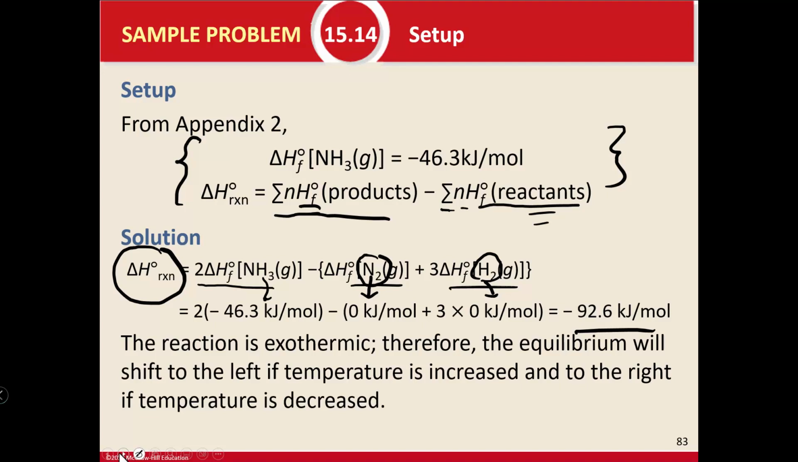And my question to you is, is this exothermic or endothermic? Well, because there's a negative sign present right here, it's exothermic. And they tell you that. This reaction is exothermic. So it says the equilibrium will shift to the left if the temperature is increased. So what this means is you've got reactants going to products plus the release of heat.